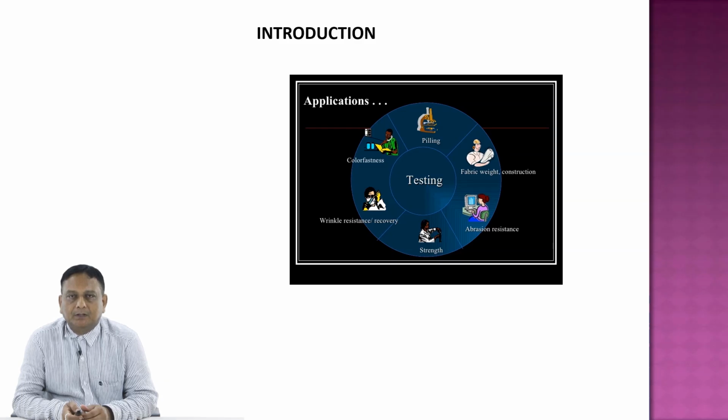Testing can be of some initial type, that is preliminary testing, wherein the construction of the material is getting judged or the identification of the material is getting judged. Then durability comes into the picture and colorfastness comes into the picture, and in an advanced stage of testing, restricted substances are getting judged. So these are the areas we will cover in garment testing.